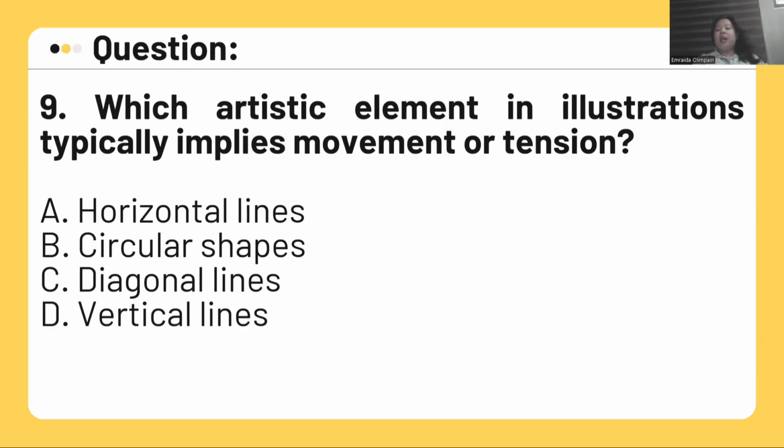Number 9. Which artistic element in illustrations typically implies movement or tension? A. Horizontal lines. B. Circular shapes. C. Diagonal lines. D. Vertical lines. Again, which artistic element in illustrations typically implies movement or tension? A. Horizontal lines. B. Circular shapes. C. Diagonal lines. And D. Vertical lines.